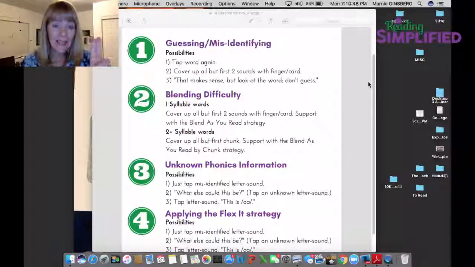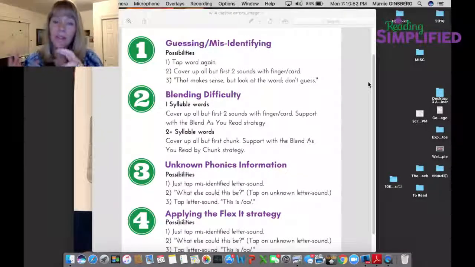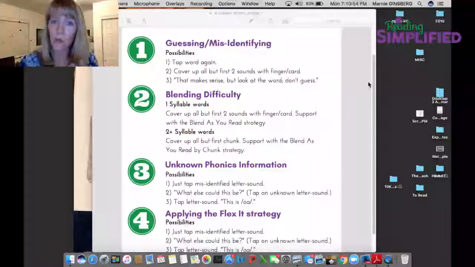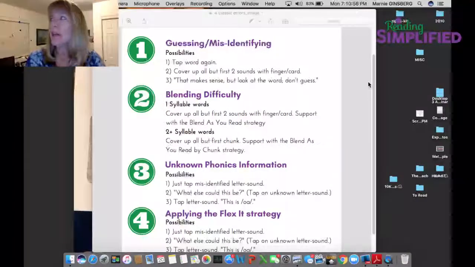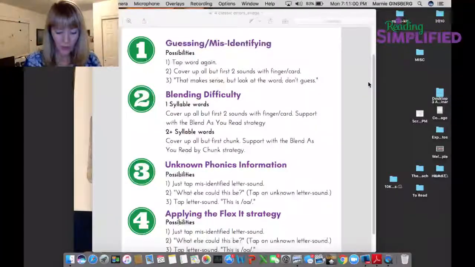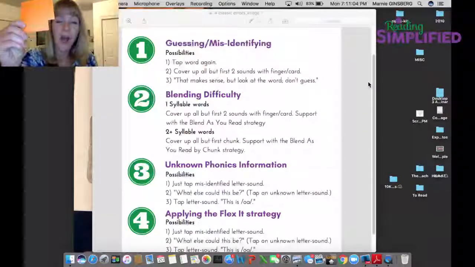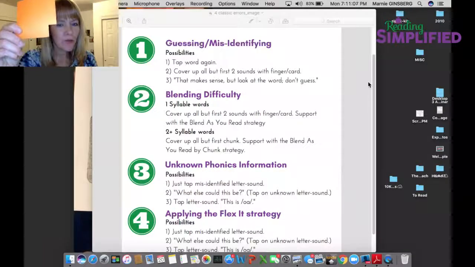And then blending difficulty is the other one. And that's what Laura was talking about, how her kids have moved along because they're blending better. Well, what if they don't blend it? They look at the word track and they say tack. Well, this is where you whip out your card with a little notch. You cover everything but the T, R, and you say, well, put those 2 sounds together.